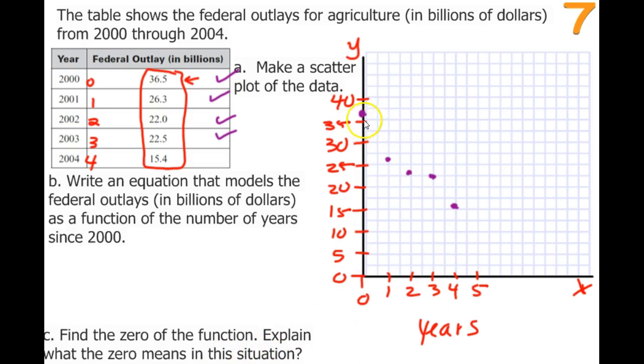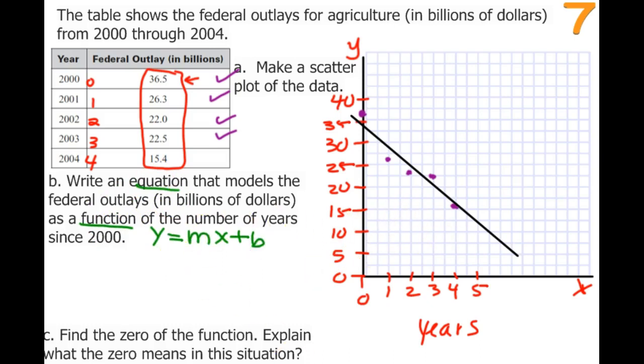So we need to write an equation. I'm going to put a line through my data here, some above, some below. Maybe my equation will look something like that. So in order to write an equation, our next step: write an equation that models the federal outlays as a function. Equation, function, they just mean write an equation in the form y equals mx plus b.